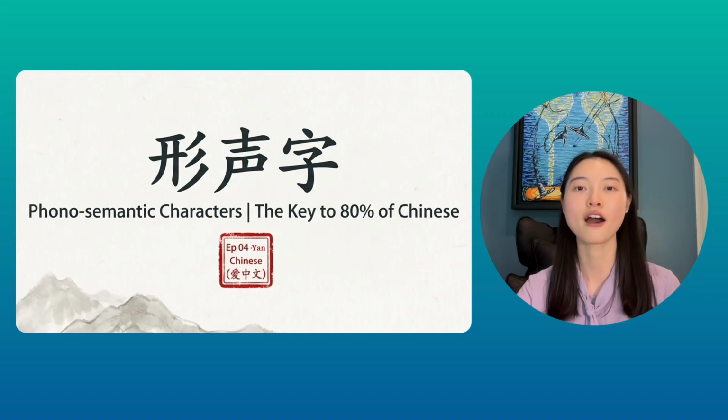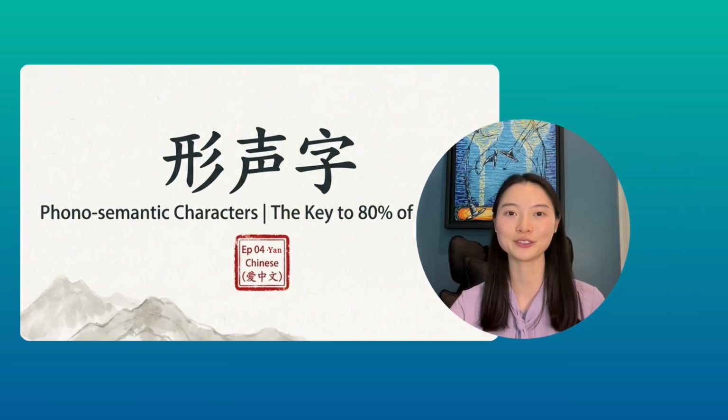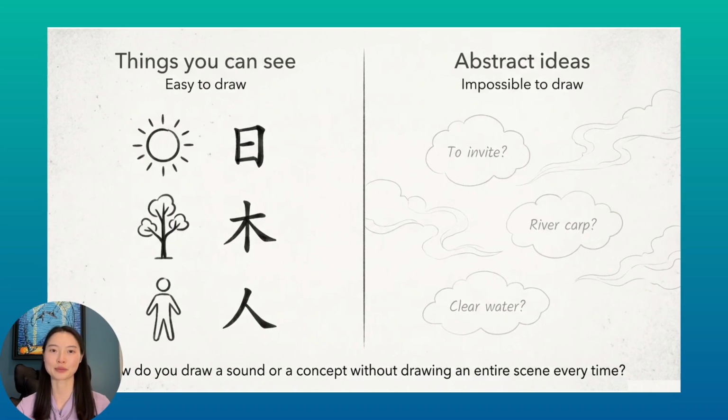形声字, Phono-semantic Characters. This is the most important category. Over 80% of all modern Chinese characters work this way. Once you understand it, you won't just memorize characters one by one. You will make educated guesses about characters you have never seen. Let's go. Here's the problem ancient scribes faced.